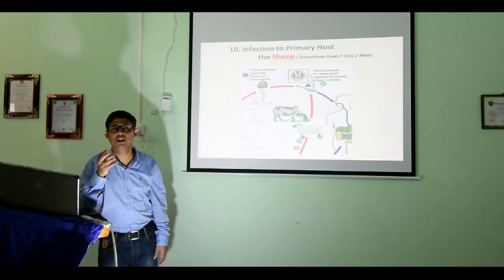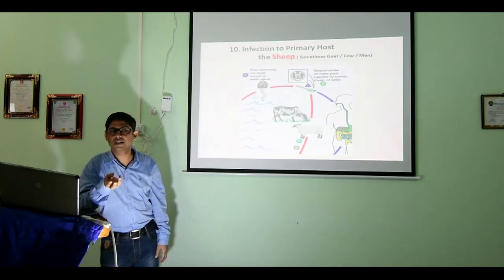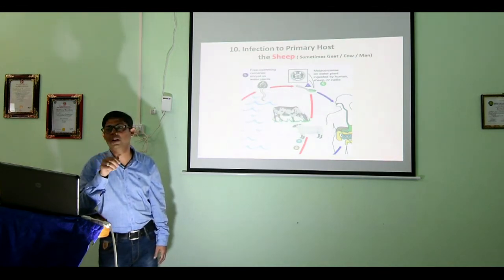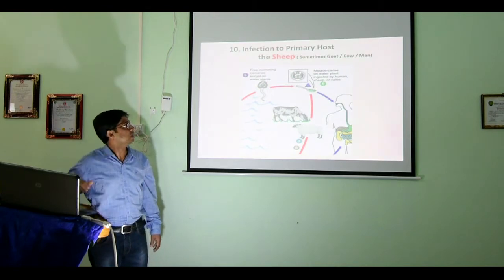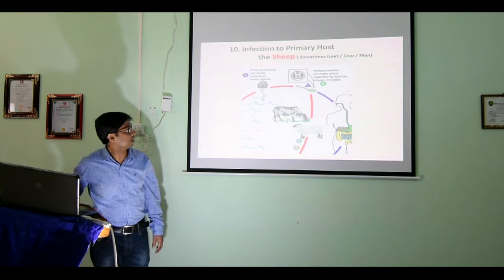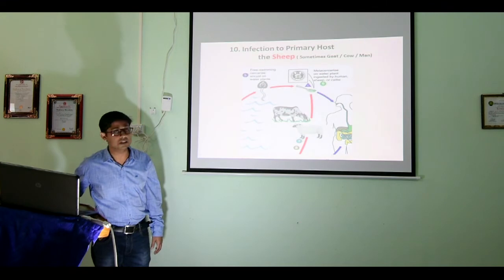So for infection of this metacercaria larva, the primary host is required to eat the vegetations nearby the water body. Suppose here I have shown the cow. The cow will be taking the infected vegetations. So metacercaria larva will pass to the digestive system of the cow with the help of this vegetation.